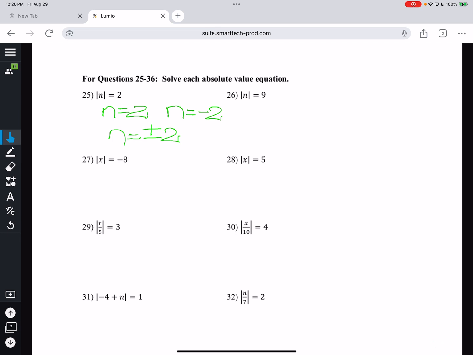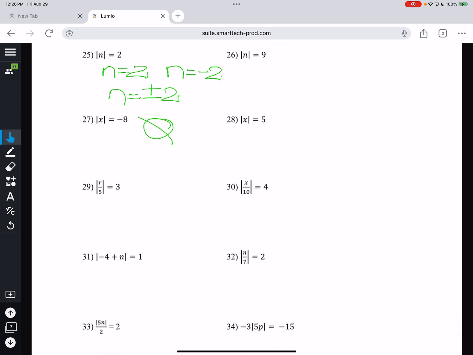All right, 27. Are we isolated? Yes. So what would be our answer options? Nope. Absolute value is all about distance, and distance is not going to be negative. So nope, it is no solution. If it is isolated and equal to a negative, then it is no solution.